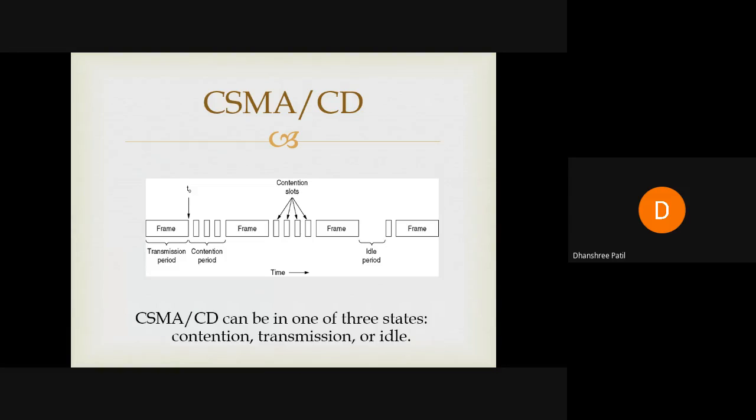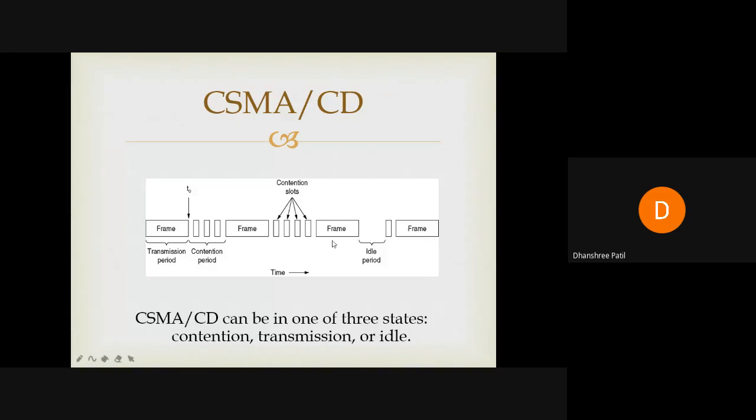As I told you, CSMA CD stands for carrier sense multiple access with collision detection. These protocols are mainly used not only to detect the collision, but also to decide what will be done if the collision has occurred. So CSMA series are such type of protocols.